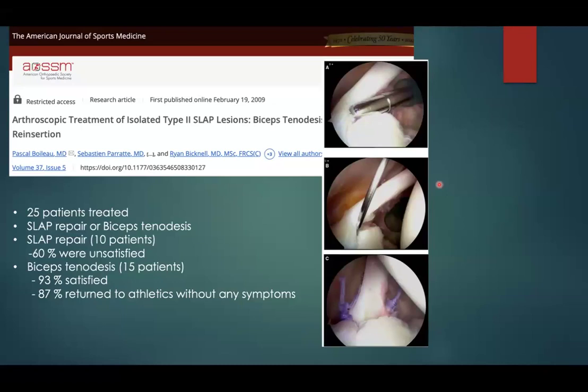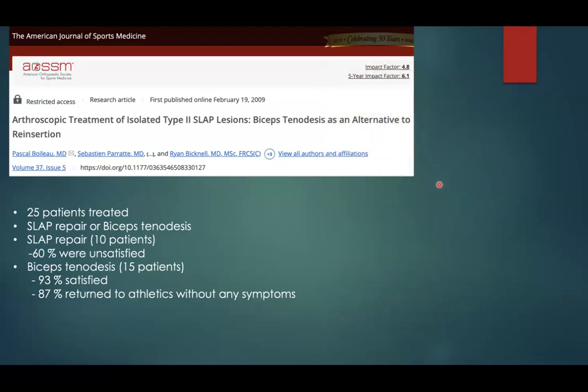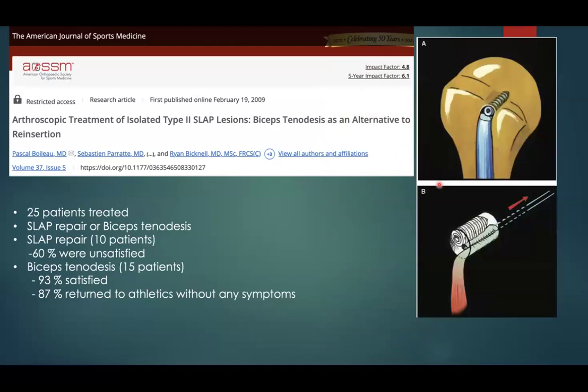After debridement of the unstable flaps and abrasion of the non-articular bony bed, suture anchors were immediately inserted into the glenoid rim at an angle of approximately 45 degrees. The remaining 15 patients were treated with tenodesis. All patients underwent arthroscopic biceps tenodesis according to the fixation described by Boileau et al., using an interference screw fixation.